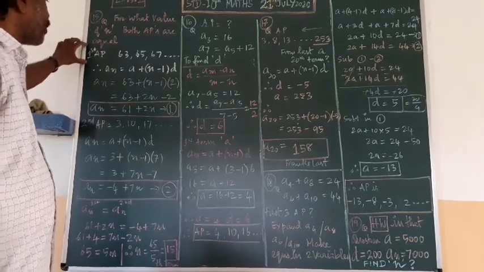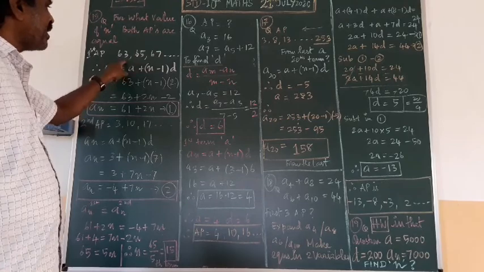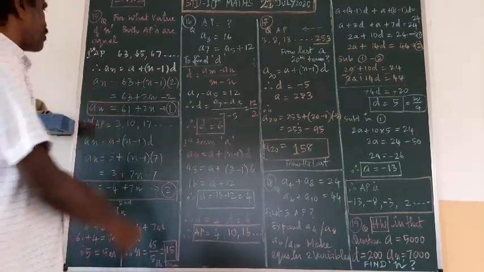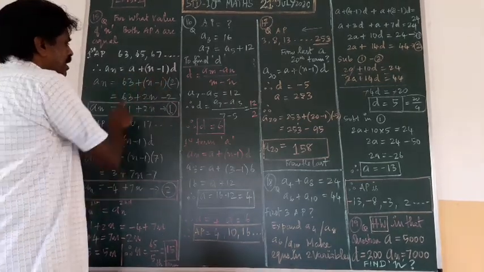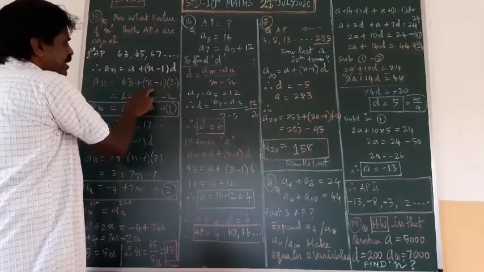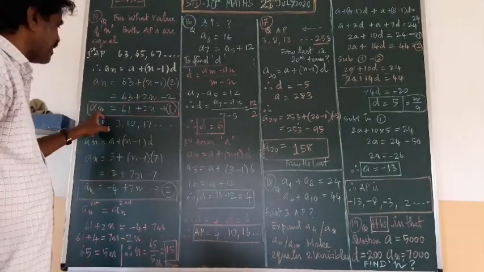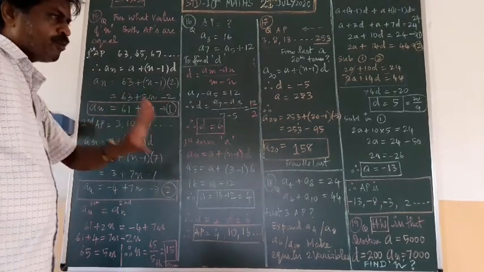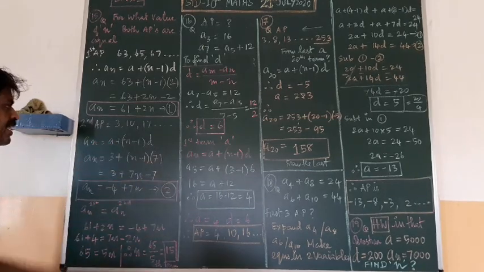So, the first arithmetic progression is given: 63, 65, 67. The common difference is 2. Find the nth term for that one. The nth term equals a plus (n minus 1) times d. Here a is 63, (n minus 1) times d. If you simplify, the nth term for the first arithmetic progression is 61 plus 2n.